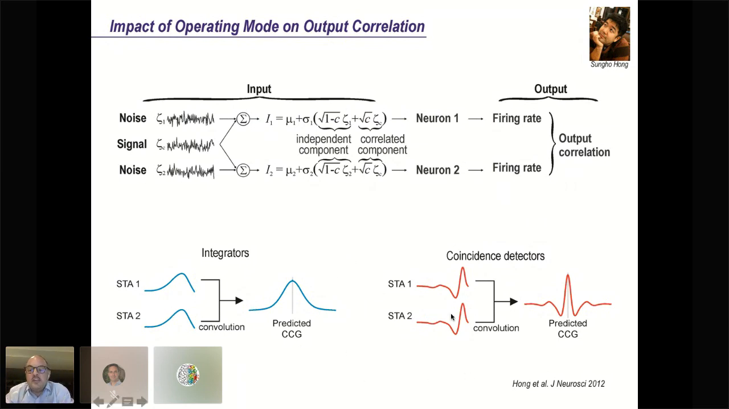And that's in contrast with coincidence detectors, where because of their narrow biphasic STAs, when you combine them, they actually have a multiphasic cross correlogram, which predicts very precise synchronization in a very short time window, and actually then quiescence, shared quiescence outside of those time windows. So sort of interesting, but I don't have a lot of time to go into that in more detail.